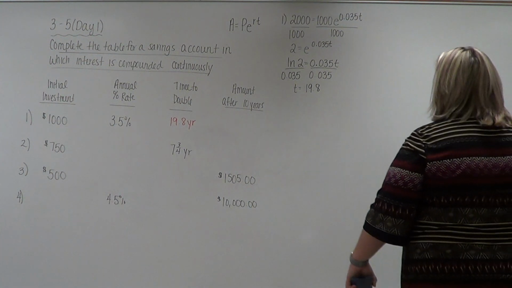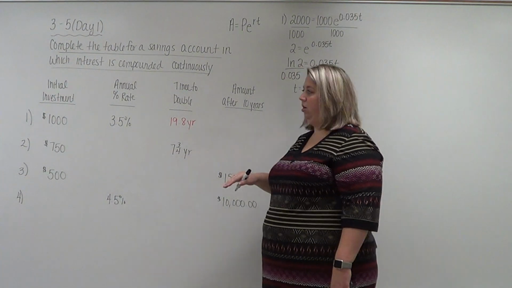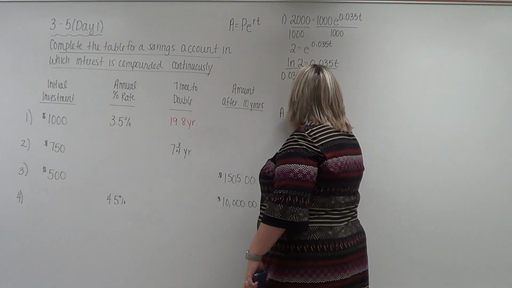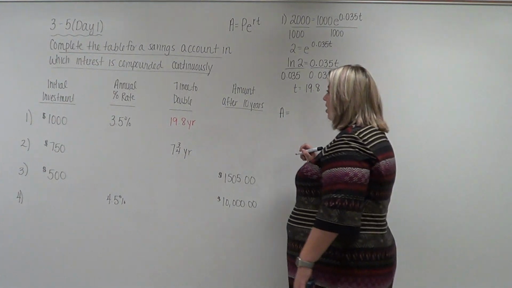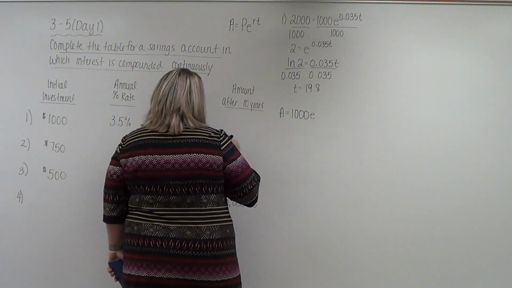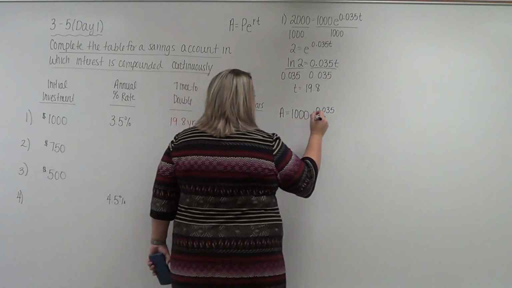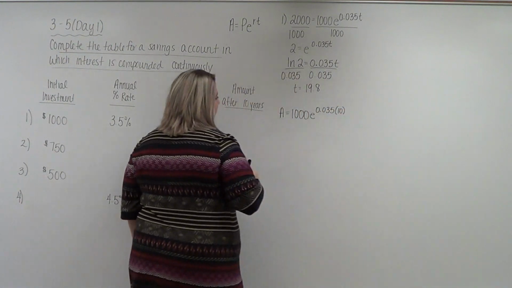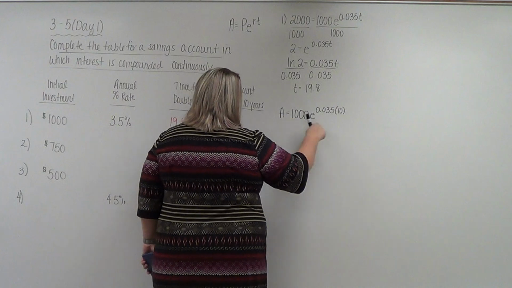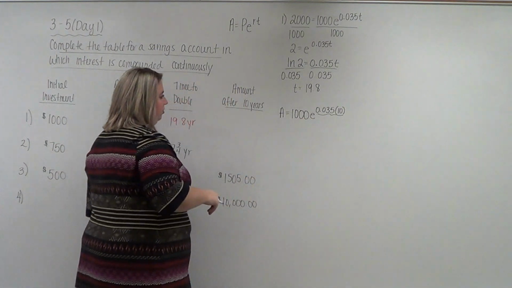Alright, and then the other part on this one is asking for the amount after 10 years. So if I go back to the beginning, forgetting about this, I've already answered that part. If I want to know the amount after 10 years, I'm going to find A, so I would have A equals, my initial amount was 1,000, then I have my e, my rate, 0.035, and then the amount after 10 years, that means my t is 10. Since you're solving for A, you don't have to do any logs. You just solve this like it is. So make sure you figure out exponents first, then multiplying.